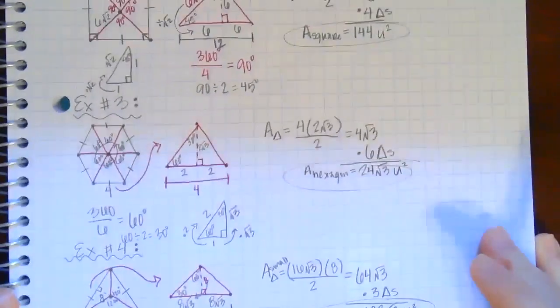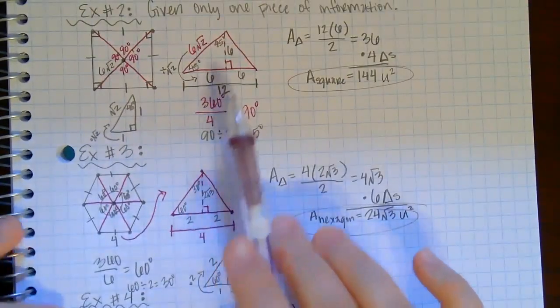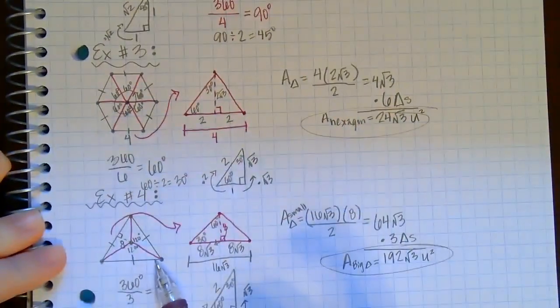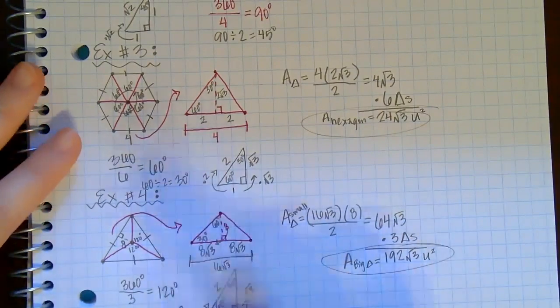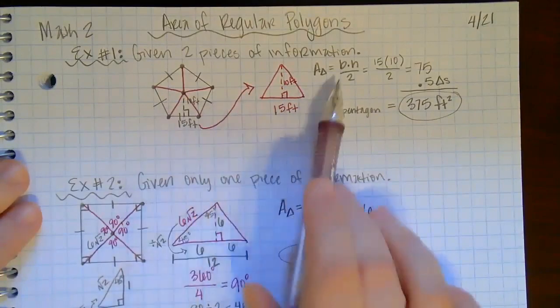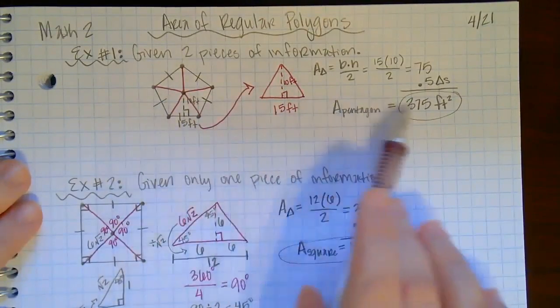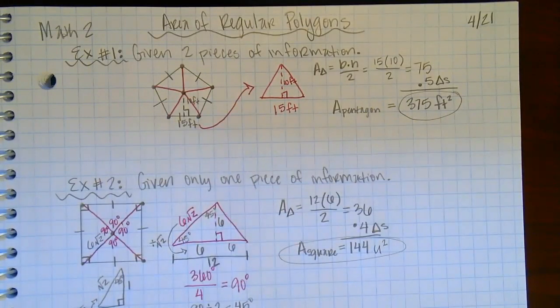There are 3 cases that you could have where they only give you one piece of information and you can use special right triangles. These are the examples that I gave you. So square, hexagon, triangle, obviously when they're all equilateral, meaning all the sides are the same. If they give you 2 pieces of information, then you can find any regular polygon just by doing the shorter version.